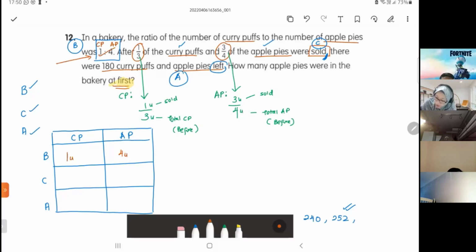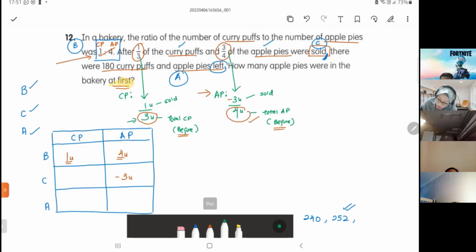We know that for the apple pie, let's focus on apple pie first. The before for apple pie is 4 units. Let's check. Before apple pie, 4 units. Okay, sounds okay. So sold means minus. So minus 3 units. Yeah. Let's move on to curry puff. The before is 1 unit, but here the 3 units. Is it the same? They are not the same.